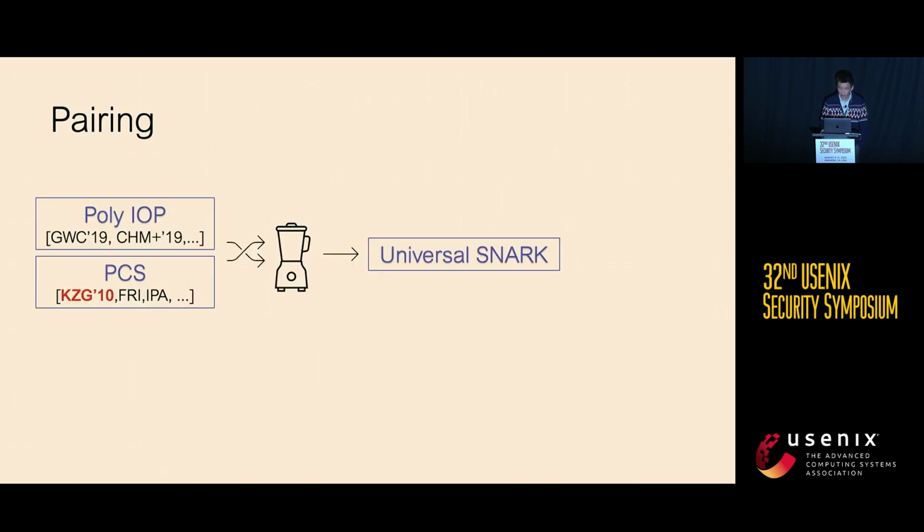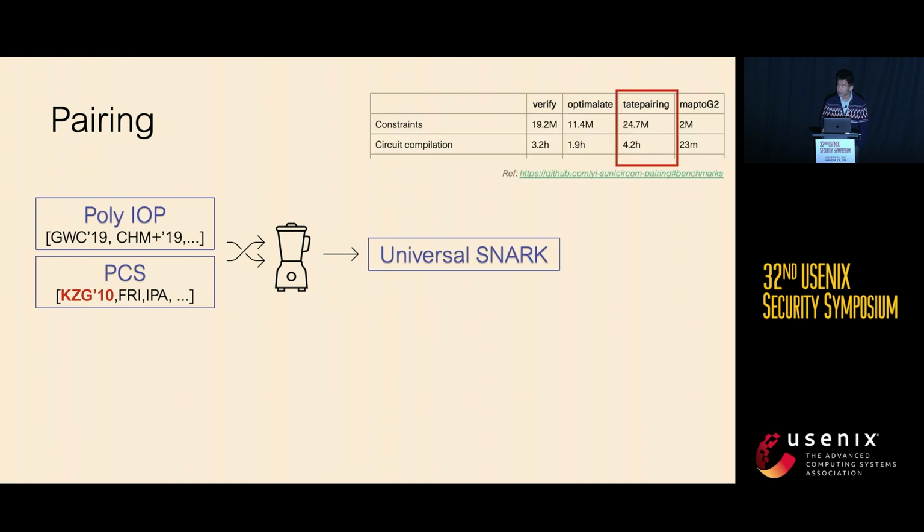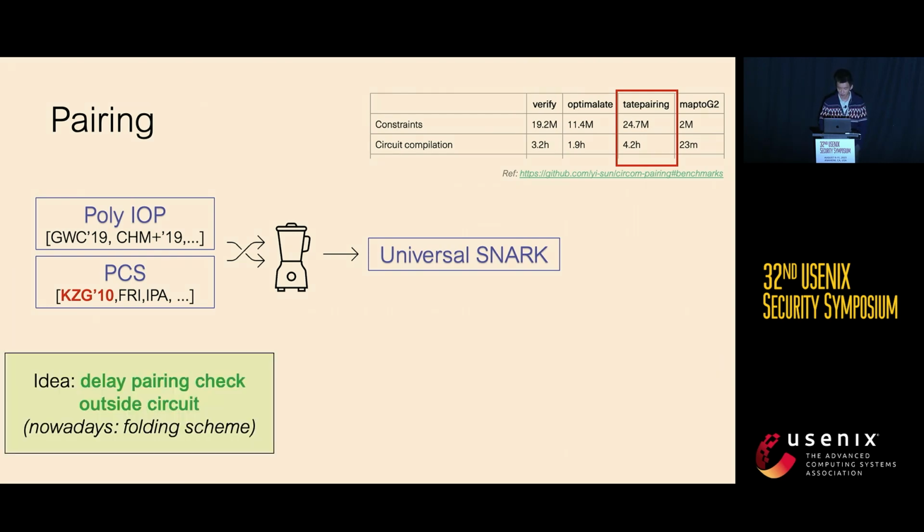The first is pairing. A general recipe to construct a universal SNARK is combining an information-theoretic polynomial IOP with a polynomial commitment scheme. The details don't really matter. All that matters is that the pairings come from a popular choice of PCS, which is KZG. If we were to constrain these pairing operations directly inside the circuit, it's notoriously slow and expensive. As you can see, it takes millions of constraints, but this is for R1CS. It might differ a little bit with different constraint systems, but it's very, very slow.